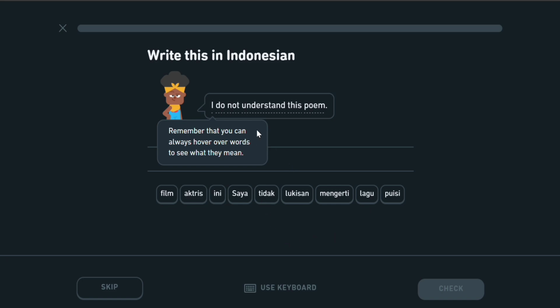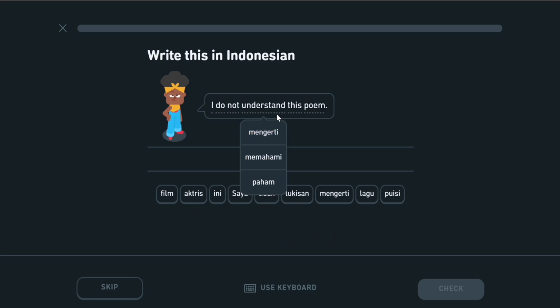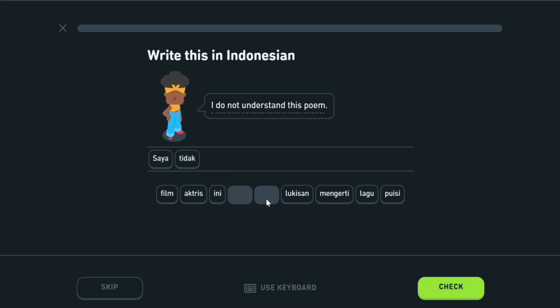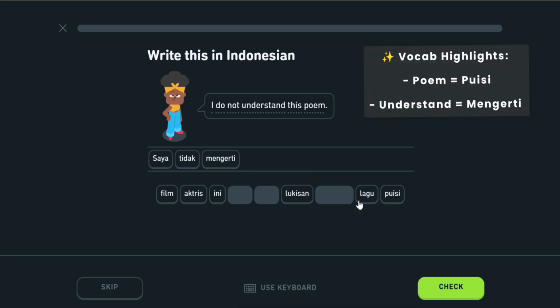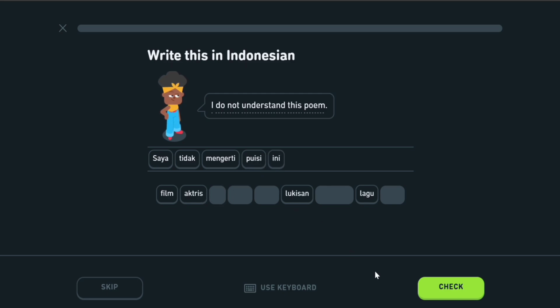Okay, let's start here. I do not understand this poem, so that is Saya tidak mengerti puisi ini. I had to lower the volume. So, saya tidak mengerti puisi ini. So this is quite formal, and you will see along the way that Duolingo Indonesian kind of mixes up the informal and formal Indonesian language. But let's continue this first.